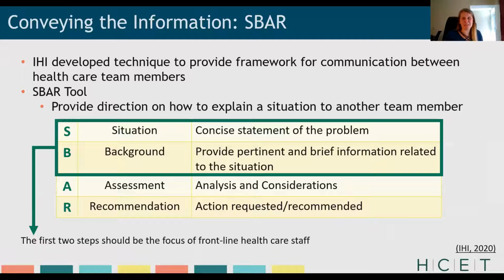And that handy tool is called SBAR. And maybe some of you are familiar with it. But this is absolutely a great communication tool. It was developed by IHI, and it's a technique to provide a framework for how you should be communicating to other members of the healthcare team. Honestly, I use this framework even when I'm like calling. I just like called about car insurance, and I use the SBAR format. So this has wide applications for use, not just healthcare, okay?